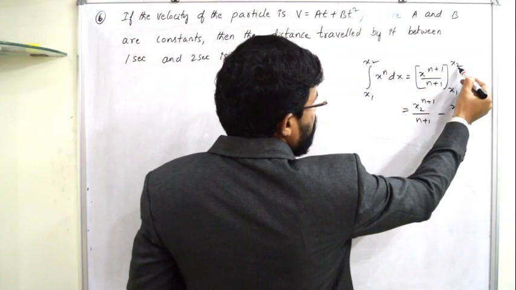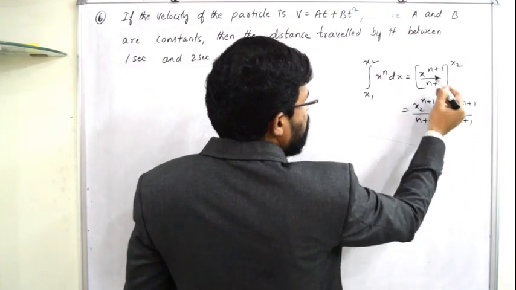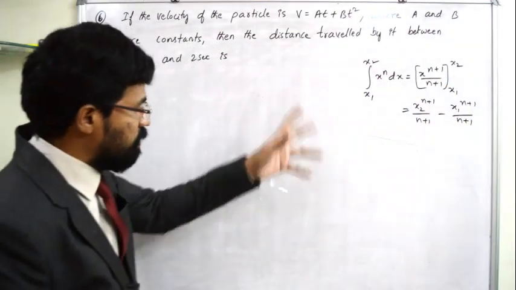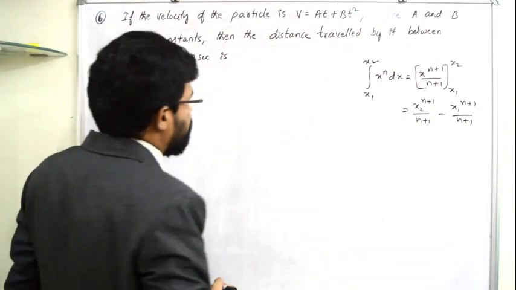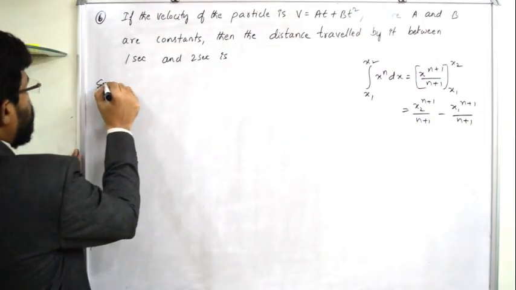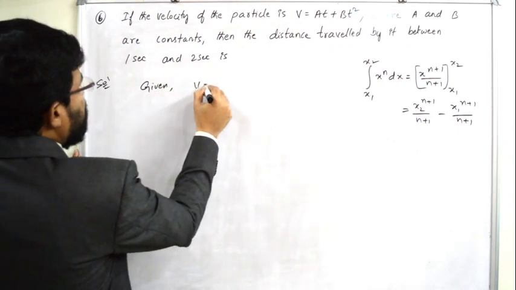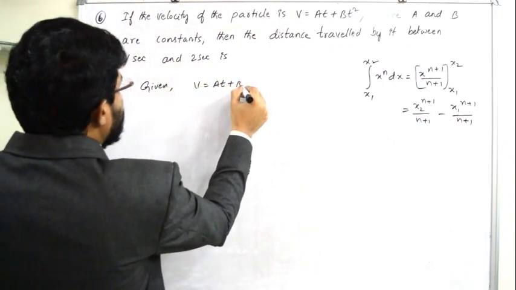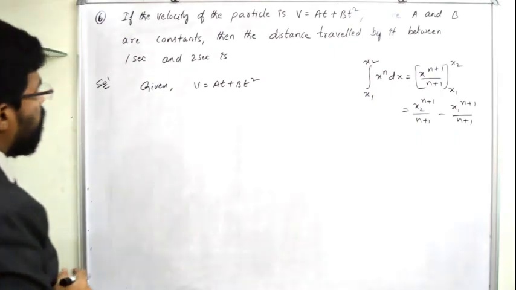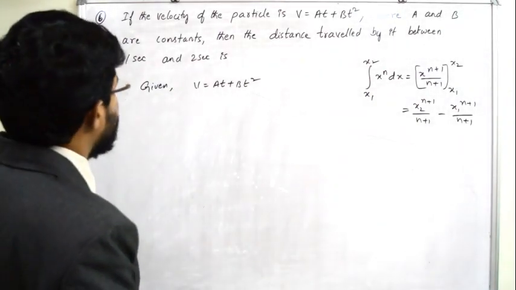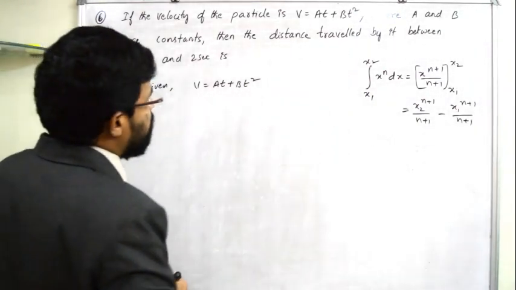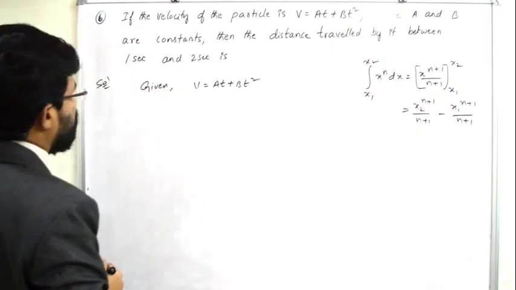First you have to substitute upper limit minus, then substitute lower limit. So that's how you can make use of this integration mathematical tool. So let us solve this question. What is given? Given v is equal to at plus bt square, and both a and b are given as constants. So what we have to find out? We have to find out the distance travelled between 1 second and 2 seconds.